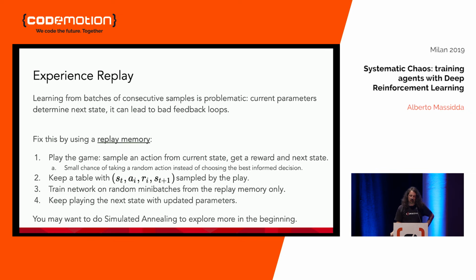The problem is that learning from batches of consecutive samples is problematic. The naive assumption is that we let the agent play, get rewards, train on the rewards, and then keep playing. The problem here is that a state and the next one are correlated, because you have some parameters that yield some action, and then you have a new state, and this state is tied to the action and to the parameters themselves. So if the parameters are correlated to the next state, and the state is correlated to how the parameters change because you in turn keep updating your parameters, it can lead to bad feedback loops.